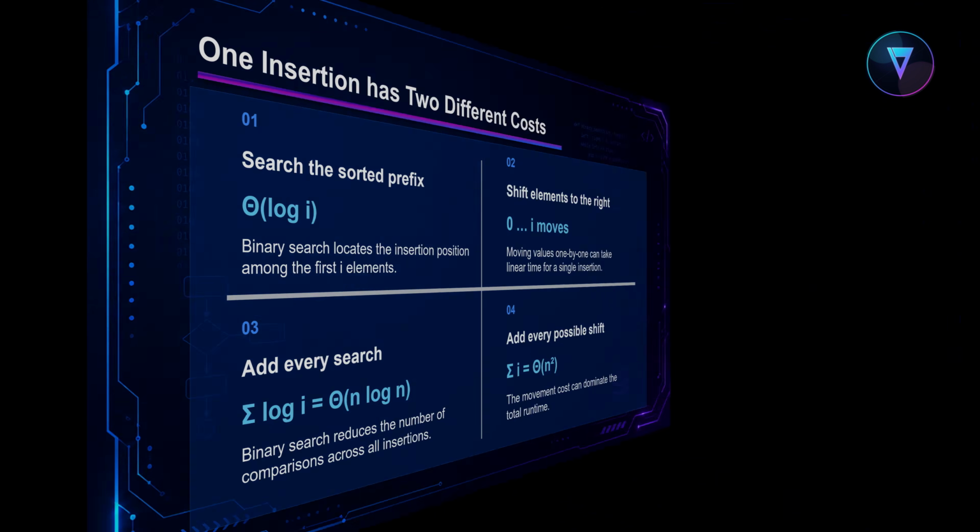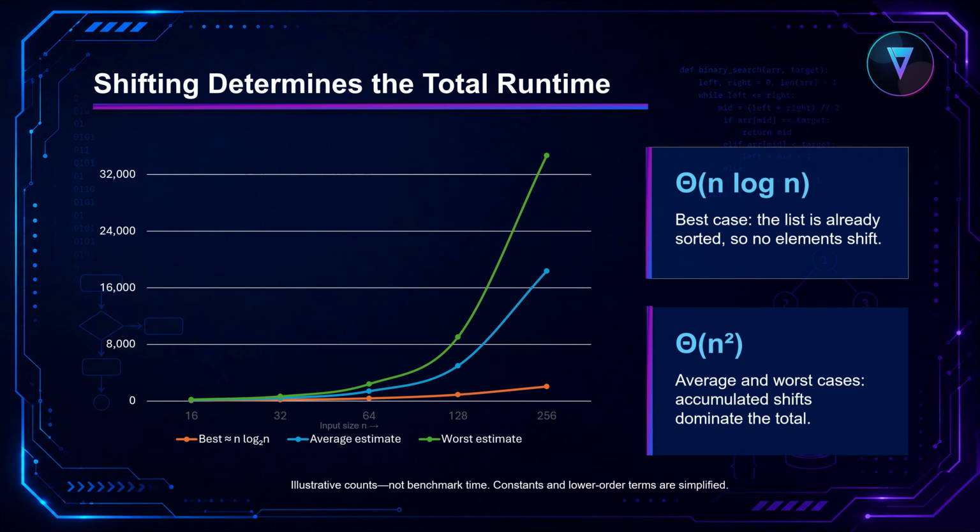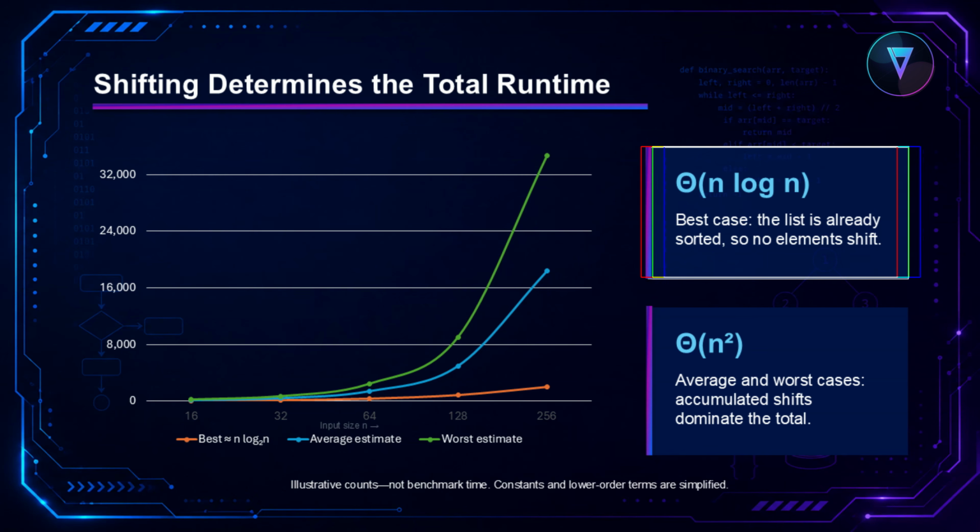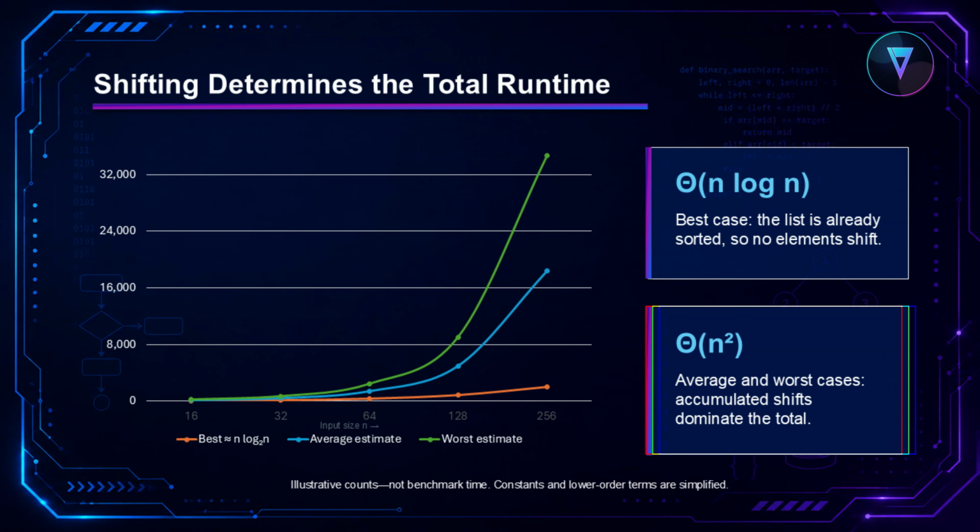How do the best, average, and worst cases compare? In the best case, the input is already sorted. No elements shift, but binary search still runs for every insertion. Therefore, the best case time is O of n times log base 2 of n. With randomly ordered input, roughly half of the preceding elements may shift on average. With reverse sorted input, every preceding element shifts. Both cases accumulate to O of n squared. So, binary search reduces the comparisons, but shifting determines the overall growth.